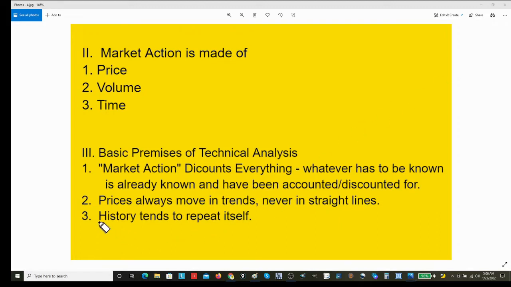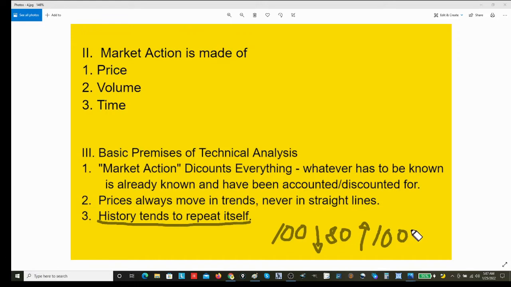Then finally, history tends to repeat itself. For example, if somebody bought a stock at $100 and then it goes down to 80, that person might be feeling very nervous or unsettled, but is still unwilling to sell it because he or she is coming out with a loss at 80. So when the stock comes back up from 80 to 100, that person nervously decides to get out of the market. So you see here how history has been created at that price level. The same thing can work vice versa.